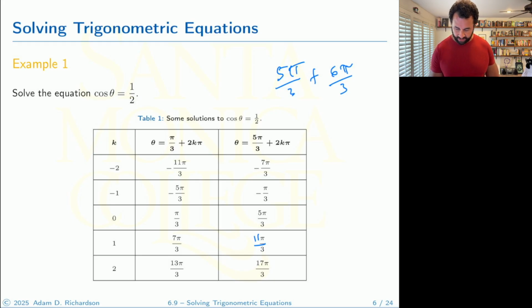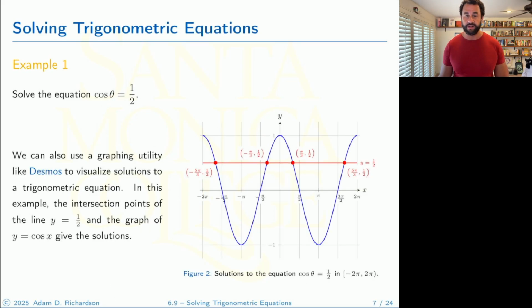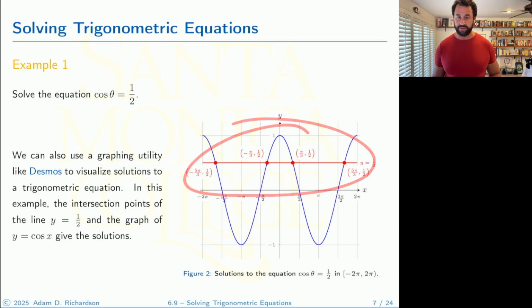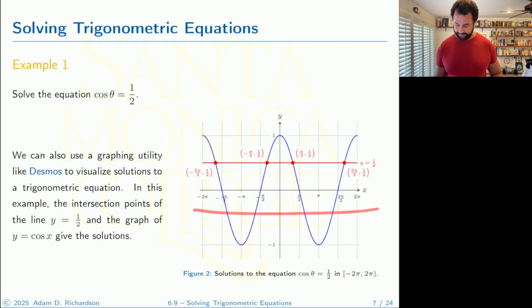And then on and so on. So you can keep going either direction, negative or positive. And then here's another geometric interpretation of that. You can also use Desmos. You can graph y equals cosine of x, graph y equals 1/2, like we've seen in the past, and just click on these points and it'll show you what those intersection points are. Here you can see some of them in this interval from -2 pi to 2 pi.